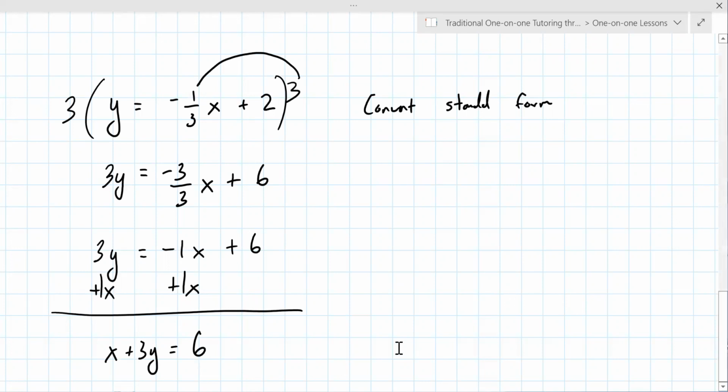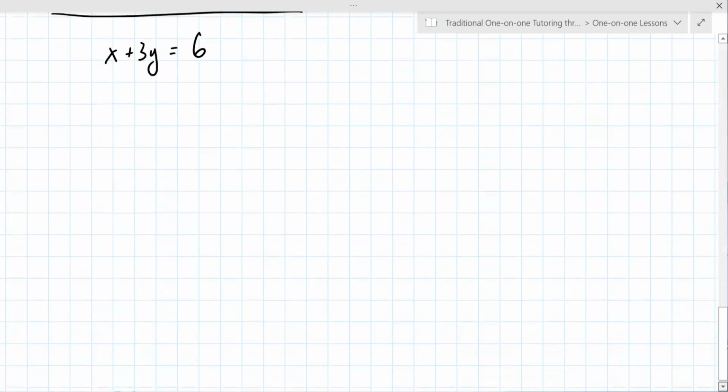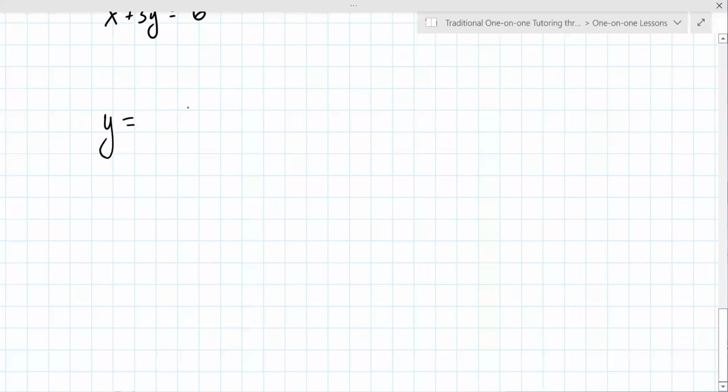Would you like to try one more or move on to something else? Try another one. Okay, let's go: y equals 3/4 x minus 1.